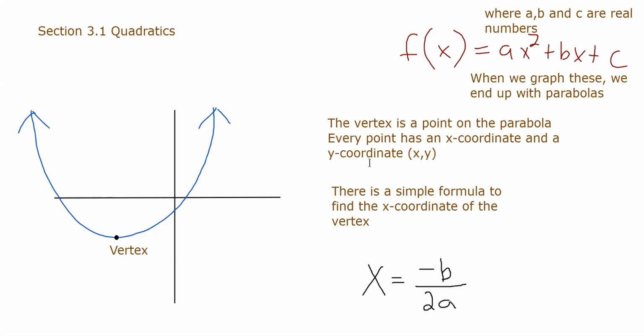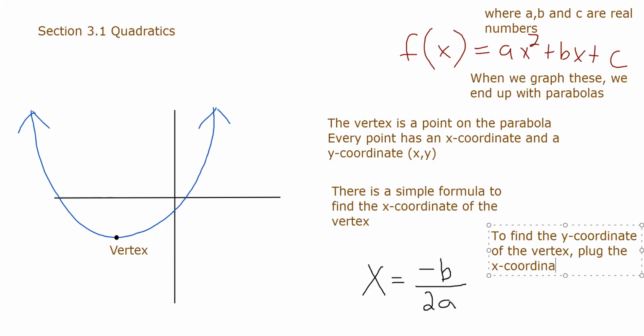Now, to find the y coordinate, because the vertex is a point, it's got an x and a y coordinate. Well, wait a minute. I always find a y coordinate by taking whichever x coordinate I want and plugging it into the function. So to find the y coordinate of the vertex, plug the x coordinate into the function.